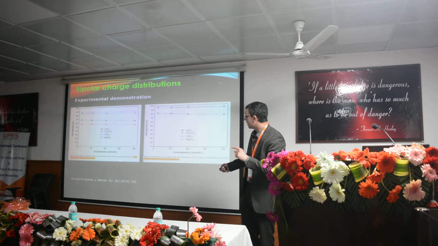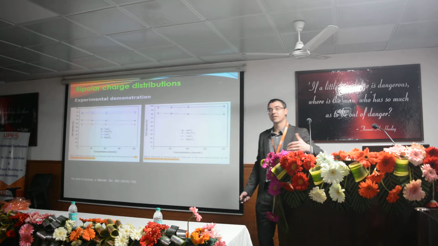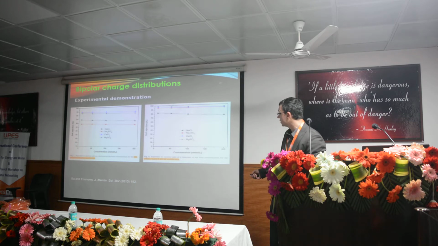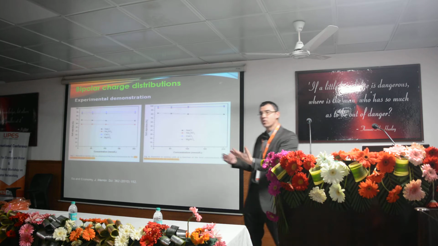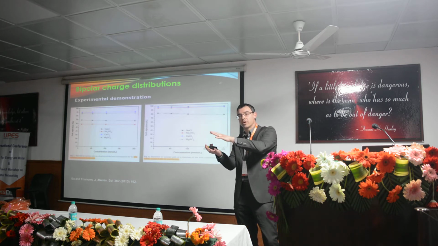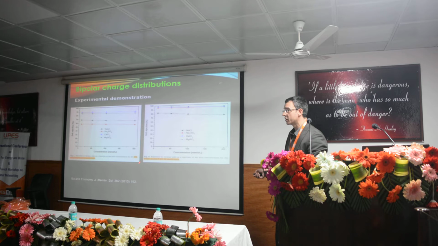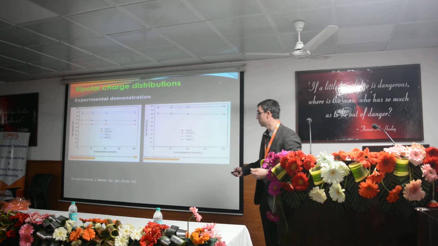Okay? Then after that, they modified the membrane and they coated the membrane with a negatively charged polymer. So in a sense, they create a kind of bipolar system. And after modification, you can see that the rejection of both calcium ions and sodium sulfate were very high. So this is the experimental evidence of what we observed.